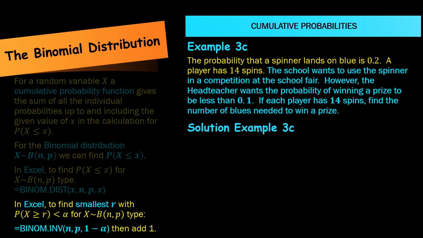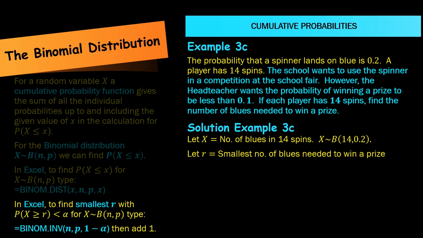So let's solve this. Again, we let x equal the number of blues in 14 spins. And of course, x is distributed binomially with n is 14 and p is 0.2. We also let r equal the smallest number of blues needed to win a prize. And therefore, from the requirements of the head teacher, we need the probability that x is greater than or equal to r to be less than 0.1.